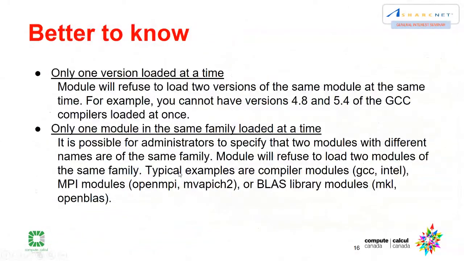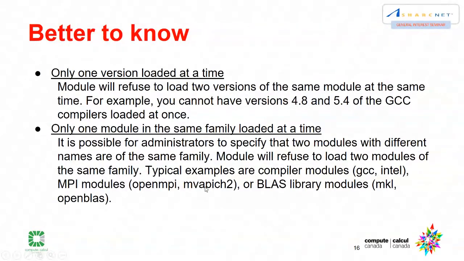There are some things you had better know about modules. Only one version is loaded at a time. So even though GCC has multiple versions available, you should load only one version. Sometimes you want to load two different modules from the same family, where family means GCC or compilers, those kinds of big categories. Only one module in the same family can be loaded at a time. So if you load GCC, you cannot load the Intel compiler because they are the same family of compiler.